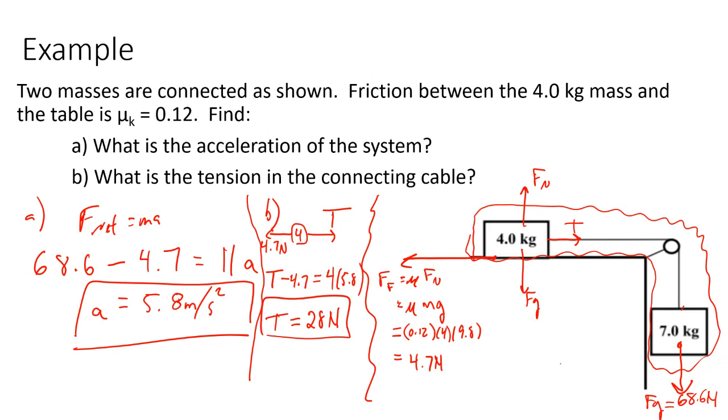Okay, and similar to before, go and try to find the tension force on this 7 kilogram mass, and just see for yourself and make sure that we do get the tension force of that 7 kilogram mass as being 28 newtons. Okay, that's it for examples.